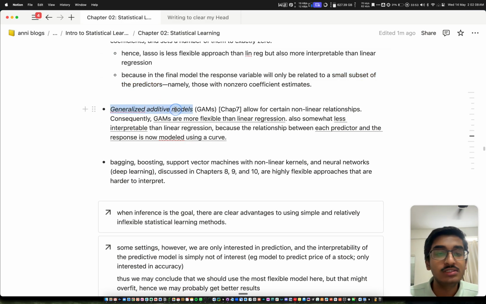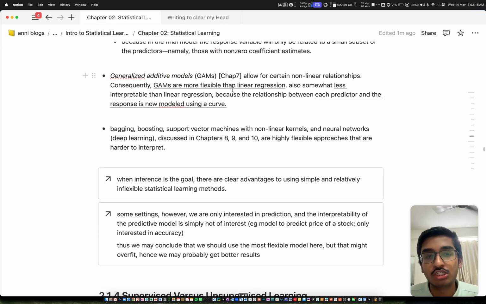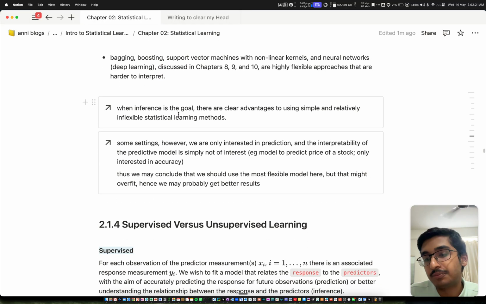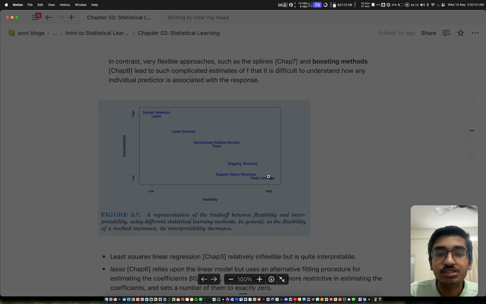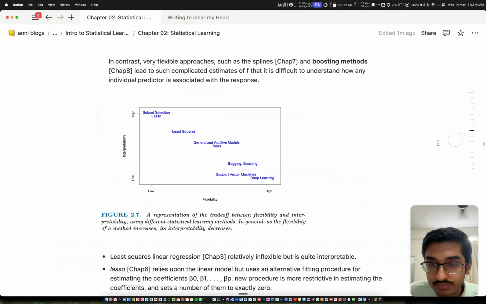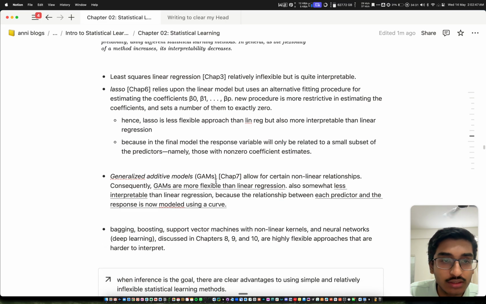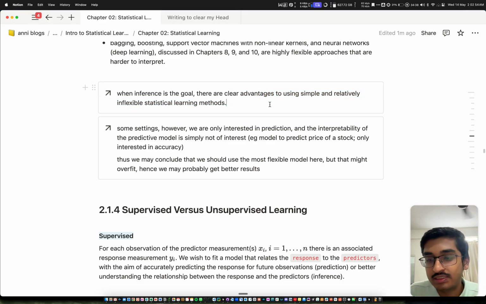Then come generalized additive models, which allow non-linear relationships and are therefore more flexible than linear regression, but also less interpretable, as we discussed. Then come bagging, boosting, and support vector machines, which are non-linear kernels and non-linear methods, hard to interpret, good predictors, right, and highly flexible. I think this is a nice image where the y-axis is how interpretable it is and the x-axis is how flexible it is. So if it's less flexible, it's highly interpretable, and if it's highly flexible, it's not interpretable.